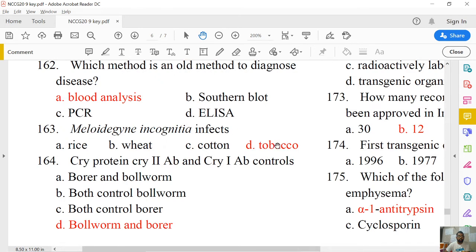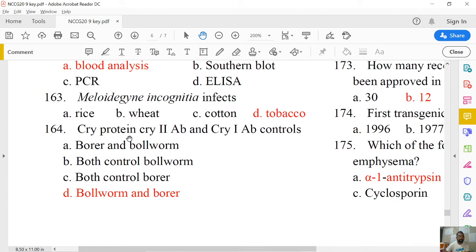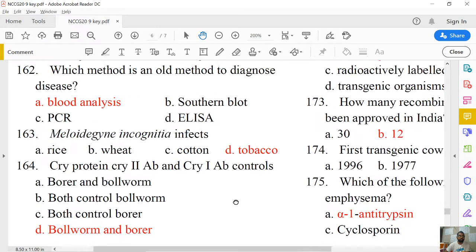Meloidogyne incognita infects tobacco. CRY protein: CRY2Ab and CRY1Ac are used for bollworm resistance, and CRY1Ab is for corn borer. So the answer is D.